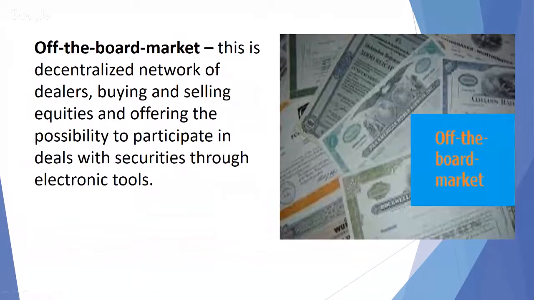Another type of market is the over-the-counter market. This is a decentralized network of dealers buying and selling equities and offering the possibility to participate in deals with securities through electronic tools. This market is often for shares that have not passed listing on the main exchange, because the requirements to pass the listing are too tough. Thus, the over-the-counter market is less transparent and it's riskier to trade on it.